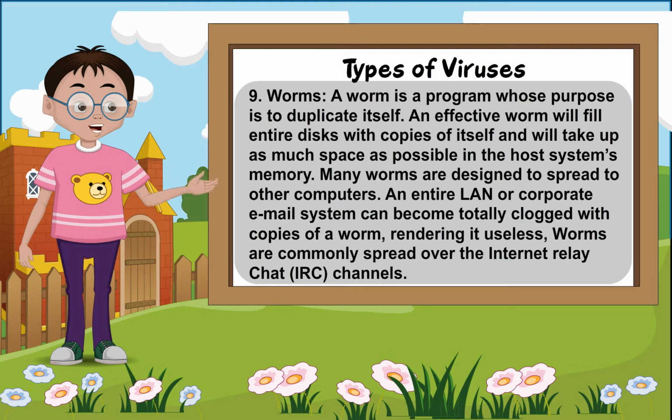9. Worms. A worm is a program whose purpose is to duplicate itself. An effective worm will fill an entire disk with copies of itself and will take up as much space as possible in the host system's memory. Many worms are designed to spread to other computers. An entire LAN or corporate email system can become totally clogged with copies of a worm, rendering it useless. Worms are commonly spread over the internet, email, chat, or IRC channels.